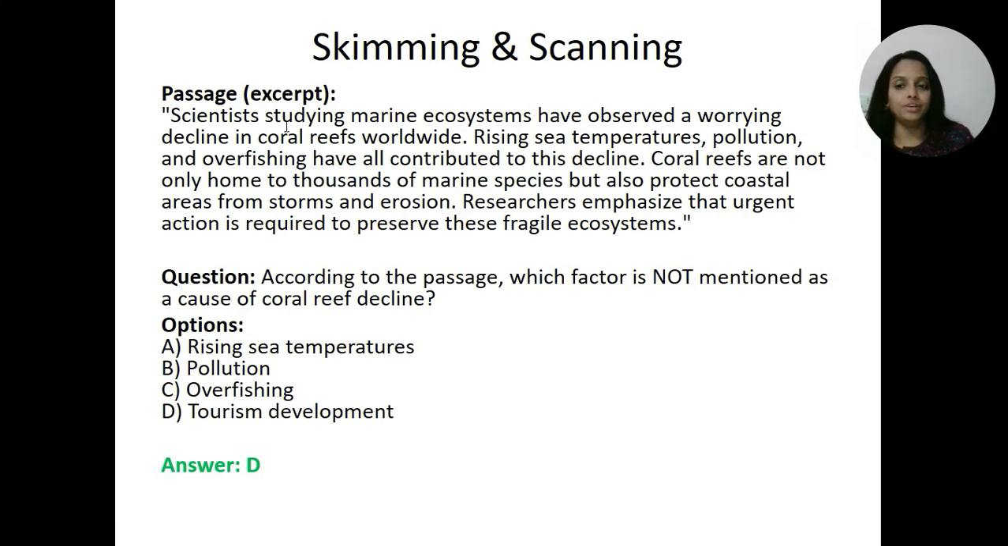Okay. First one, keywords, cause of coral reef decline, which is not mentioned as a cause of coral reef decline, right? So you have to do the skimming and scanning. If you see here, rising sea temperatures, pollution, overfishing, all these have been given here. But if you have taken this tourism, which was not explained in this passage, so obviously the correct answer is tourism development.